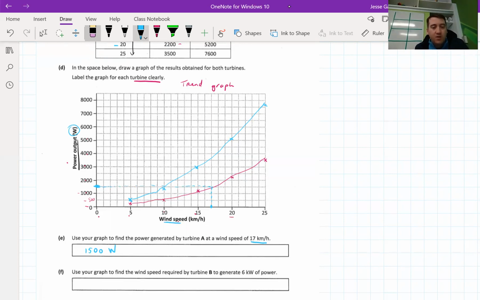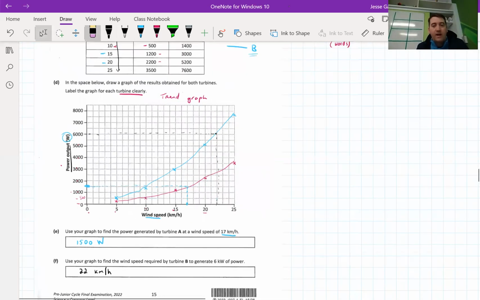Right, the next one, it says use your graph to find the wind speed required by turbine B to generate 6 kilowatts of power. Pause the video and do that now. Okay, here's 6 kilowatts of power. It hits B there and it comes down to here. So it's about 22 kilometers per hour. Right, guys, that's that question. All done. Hopefully that helped a lot.